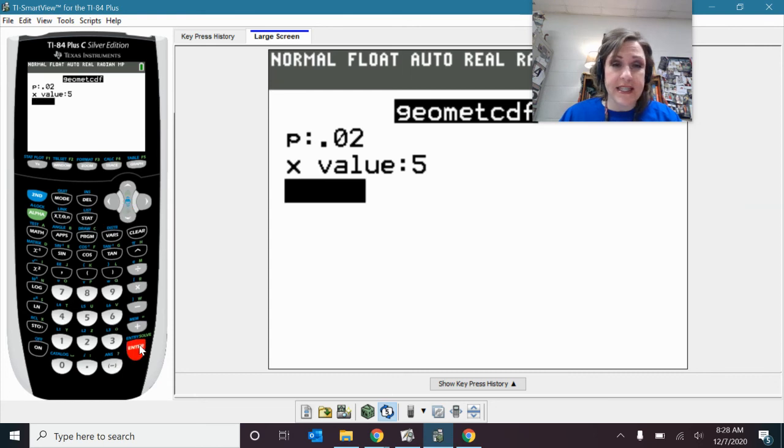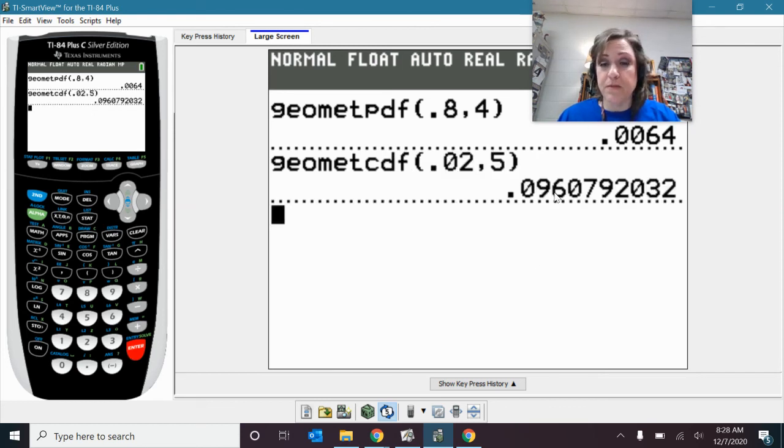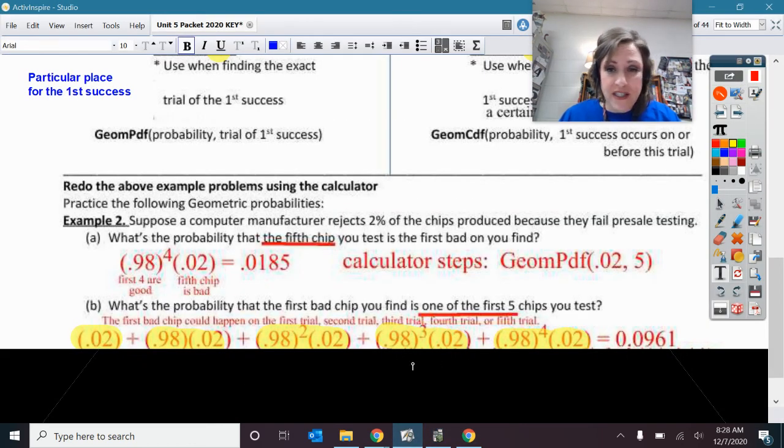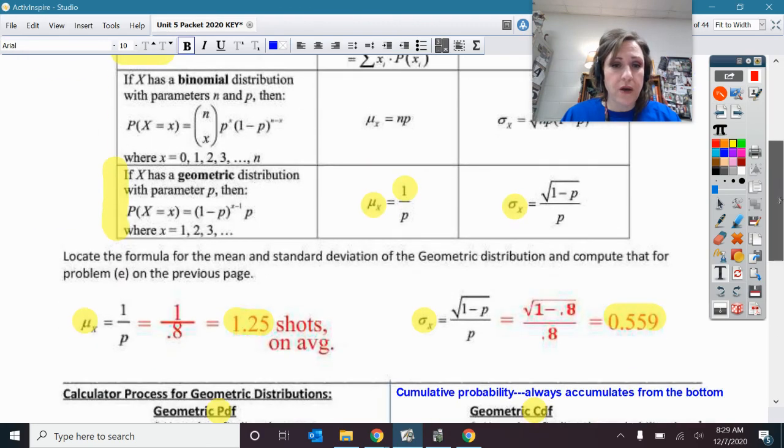All right, so then I paste that in, geometric CDF of 0.02 on or before the fifth. And that's enter. So there is my probability. What that did was all this stuff in yellow in one fell swoop. And again, the work you can show is just this to demonstrate a success on the first up to a success on the fifth. And that's your sequence.